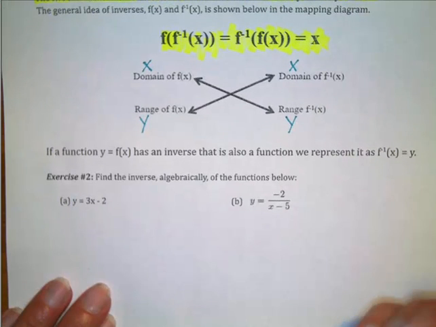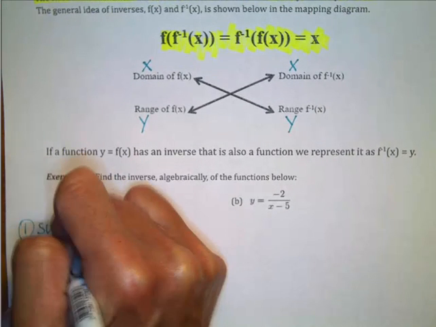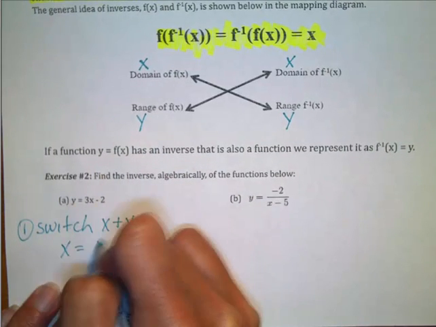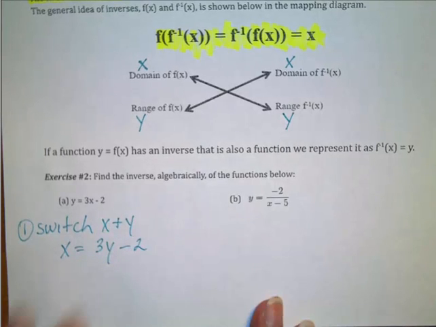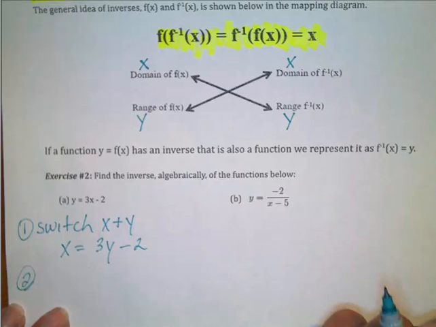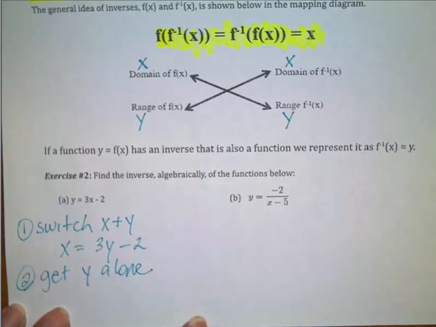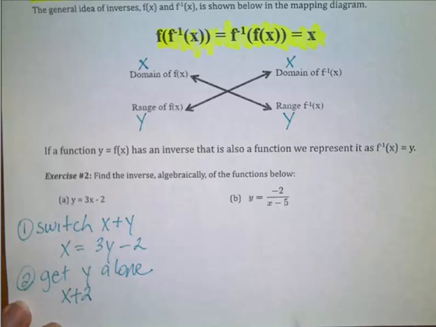Well, step 1. Switch x and y. So we get x equals 3y minus 2. Step 2, if it's an equation like these are, get y alone. So how do I undo the two things that are attached to y? How do I undo multiply by 3 and subtract 2? Well, what do I do first? I add 2. And I divide by 3. If you need to show multiple steps, go for it.